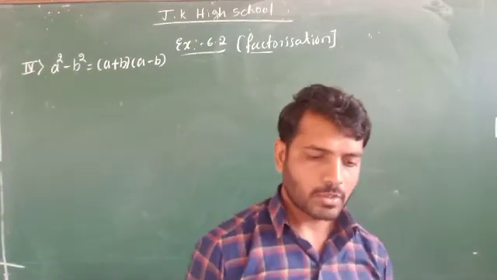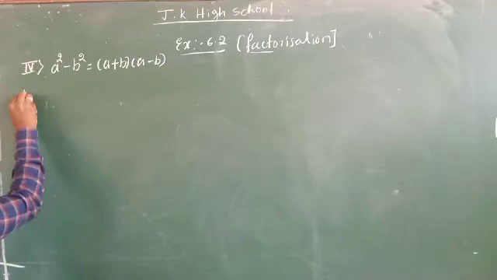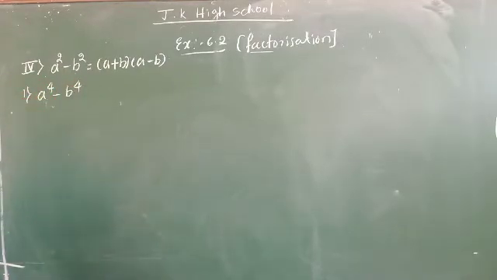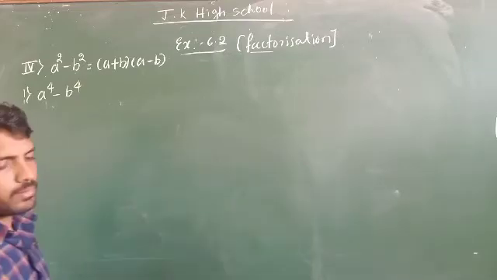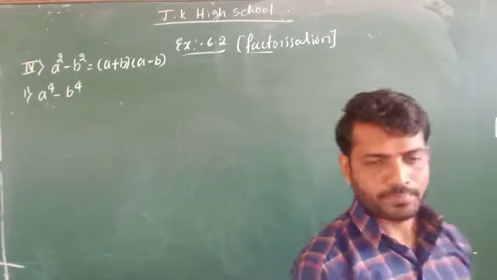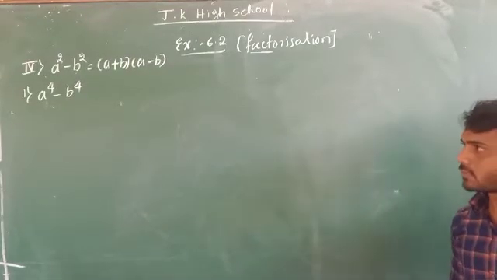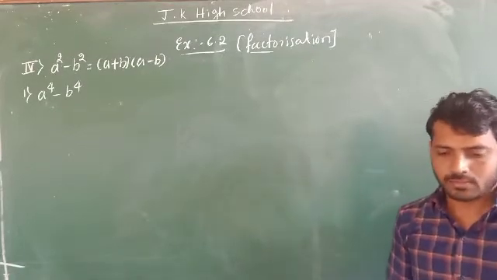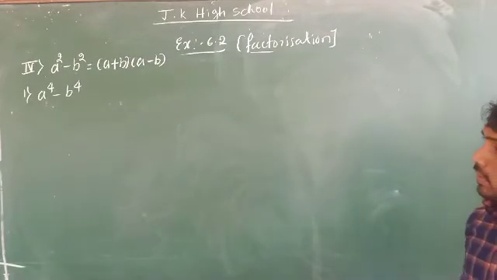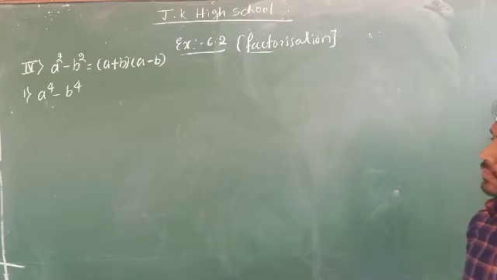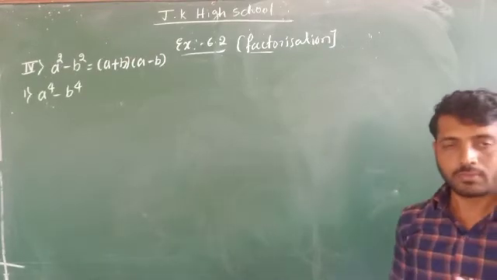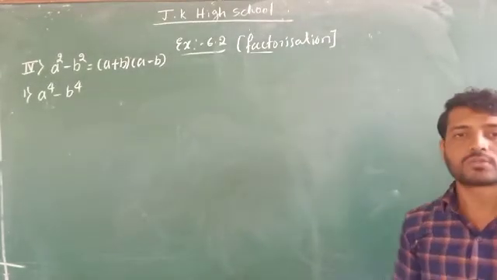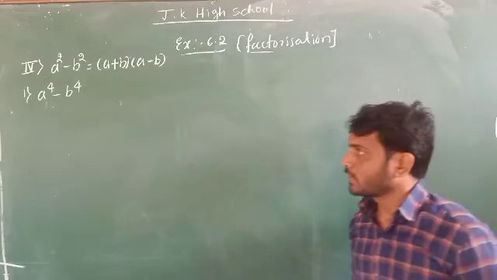The question is a to the power 4 minus b to the power 4. Question number 1. We have an identity like a square minus b square, but the question has the power 4. Okay. Means we have to convert the question according to the formula, but we are not able to convert the formula according to the question. Understand? Okay. So how to convert?